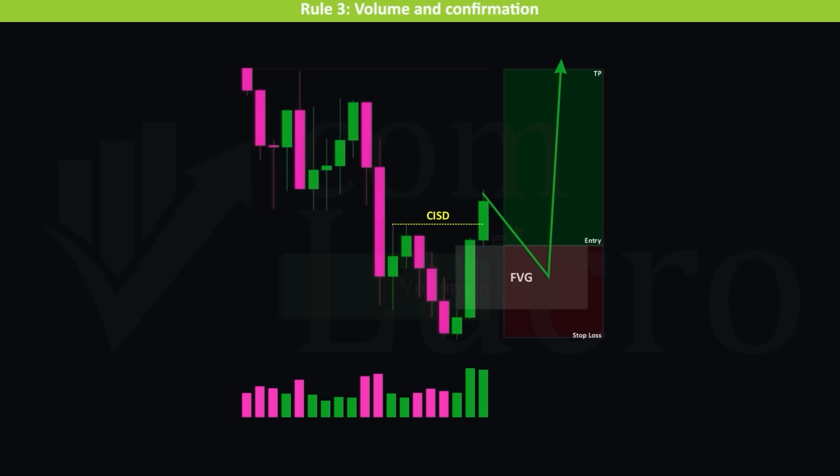Fair value gaps appear when price moves aggressively, creating imbalances that reflect strong directional intent. When a CISD forms alongside a fair value gap, it suggests that large participants are actively delivering price, adding credibility to the setup. A retracement into the fair value gap can offer a high probability area of interest, as price often revisits these imbalances before continuing in the direction of the new delivery. Combining CISD with fair value gaps improves timing and reduces execution risk.